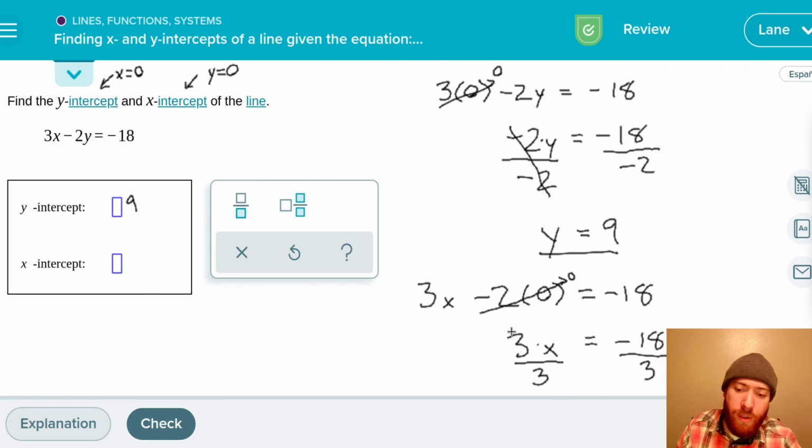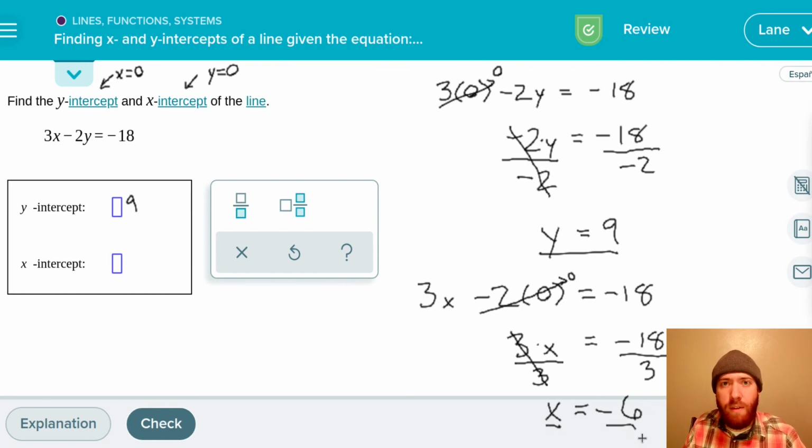And then these 3's cancel out. And our answer is negative 18 divided by 3. And what is negative 18 divided by 3? Well, our answer's got to be negative because we are dividing a negative number by a positive number. And what is 18 divided by 3? Or what is 1/3 of 18? The answer is 6. So our x-intercept is negative 6.